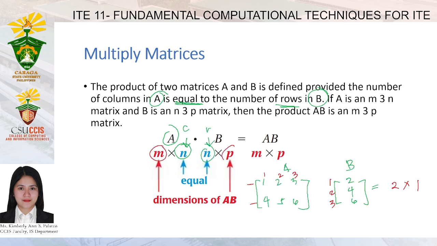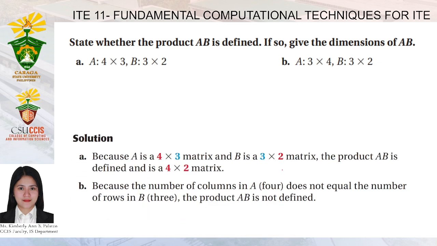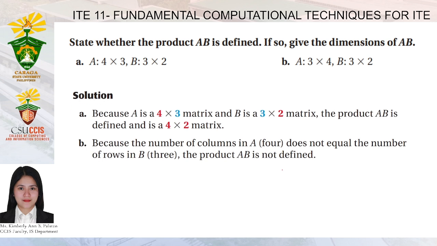Ang mahimong dimension nimo sa iyahang rows. Tura man iyang rows kani kay 1 ra iyahang column is equal to 1. So munang 2 by 1 ang ato ang dimension. State whether the product AB is defined. If so, give the dimensions of AB. So for example, kani siya sa letter A, si matrix A daw kay na ay 4 ka rows and then 3 ka column. Si B, matrix B kay na ay 3 ka rows and then 2 ka column.